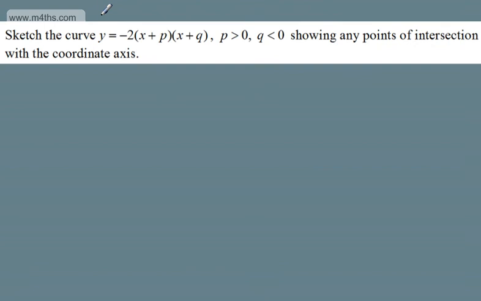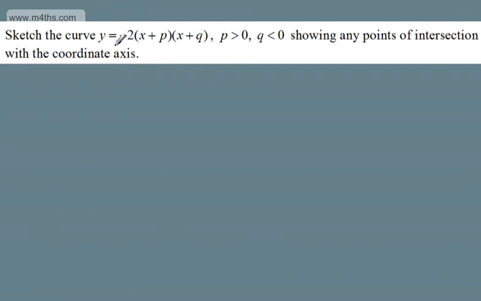In this video, we're going to do an extension question on graph sketching. We're asked to sketch a curve y = -2(x + p)(x + q), where p is greater than 0 and q less than 0, showing any points of intersection with the coordinate axis. If we look at this curve, we've got a negative quadratic. When we come to sketch this, we'll have a parabola that opens downwards.